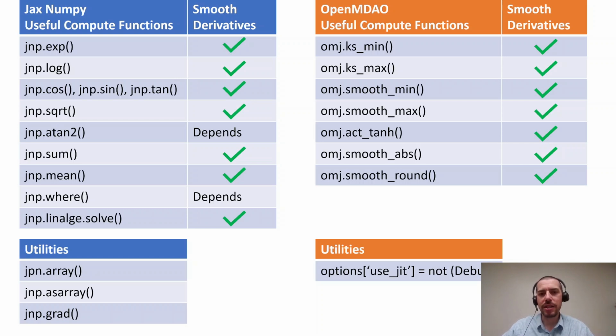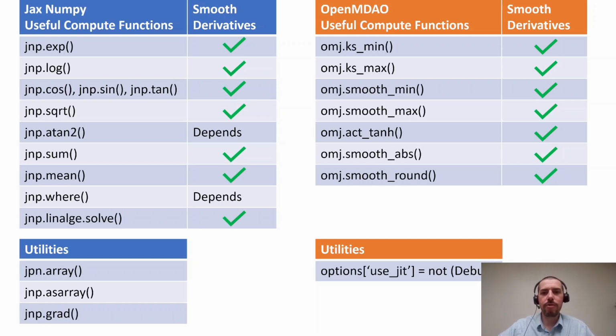omj.arctanh is going to be an activation function. And there are some great examples in the OpenMDAO docs about how to use that, as well as all of the other smooth components that we're supplying for you. The last one here that is one of my favorites is omj.smoothround. If you need to have integer increments of things, you have one engine, you have two engines, you have one gearbox, you have two gearboxes, smoothround is going to be able to help you get to that integer value.